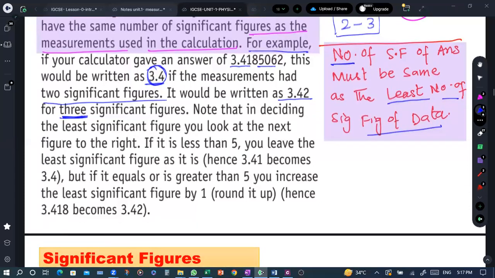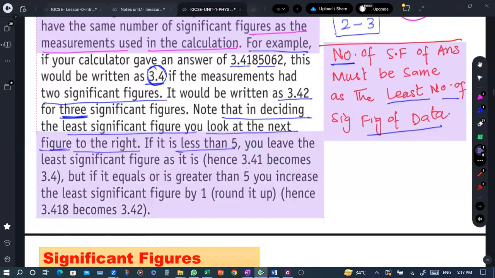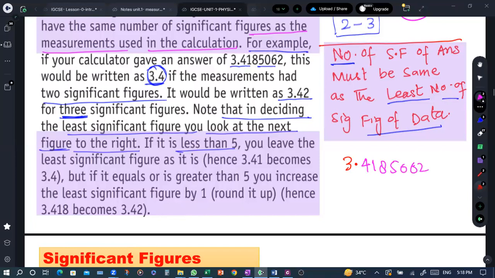Note that when deciding the least significant figure, you look at the next figure to the right. If it is less than 5, oh, there is another thing which is mixed over here. Basically, it is rounding up data, right? Here, while you are getting significant figures, you have to consider the digit you are going to drop. For example, you have 3.41856062. So when you are going to drop the digits, if you want 2 significant figures, this one, you have to drop all the remaining ones.